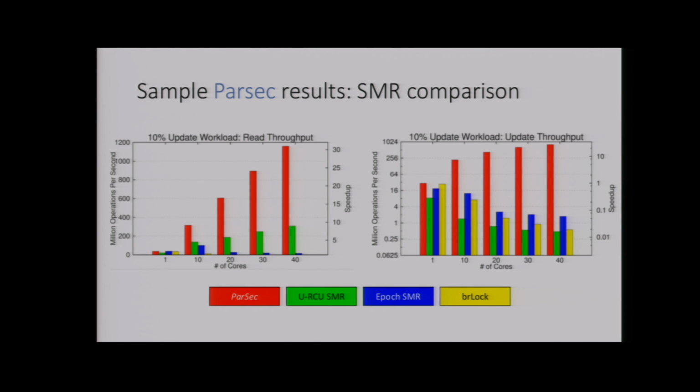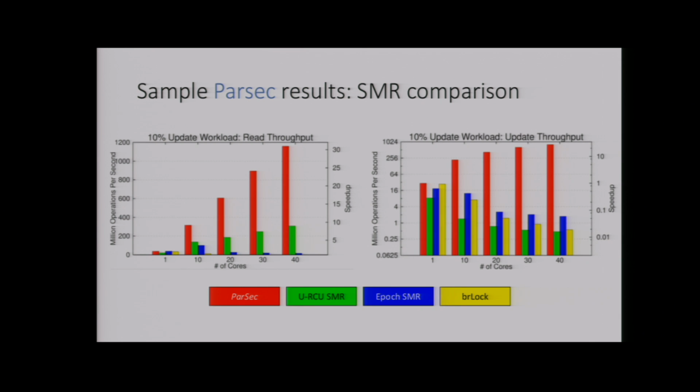So if we look at a micro benchmark, which is dangerous enough because it's too small, we have along the x-axis the number of cores, along the y-axis millions of operations per second. We are doing 10% updates, which means 10% is freeings and all of that stuff, 10% syncs, and therefore 90% reads. If we look at the scalability of the system for the read path, which is the left graph, we have red, which is Parsec. We have green, which is URCU. We have blue, which is epoch-based SMR, and we have yellow, which is big reader locks, right? A scalable read-write lock.